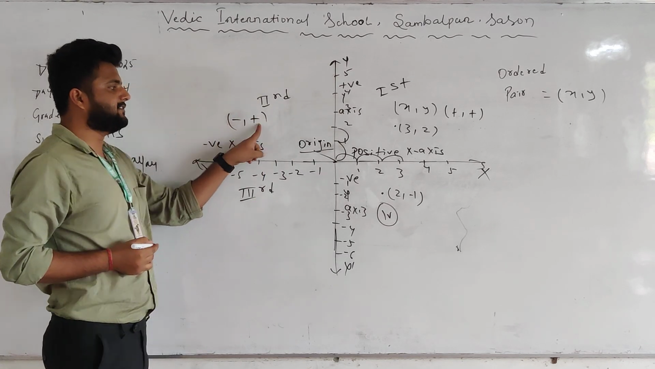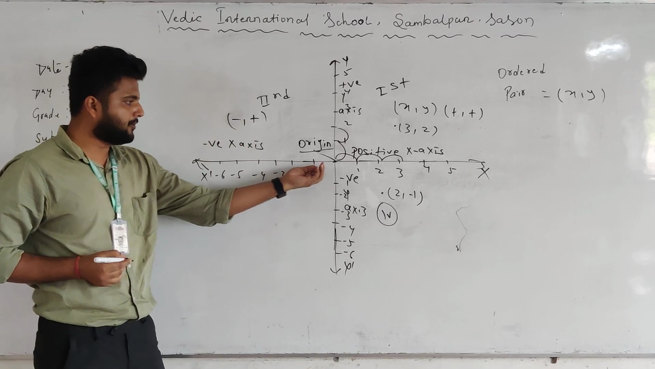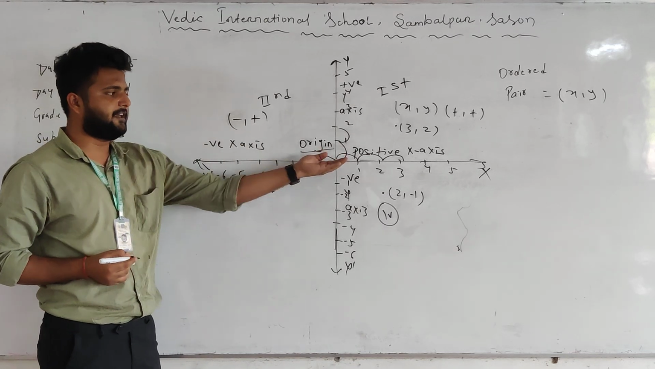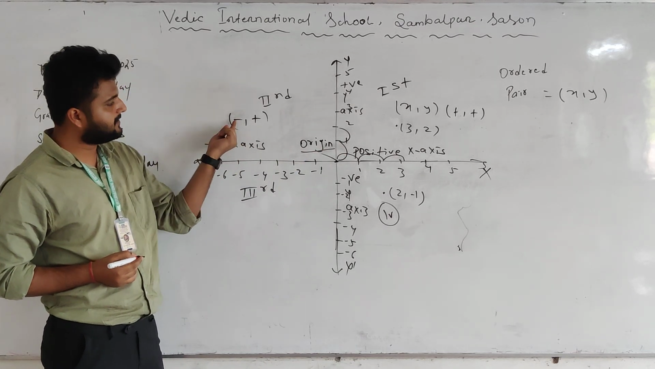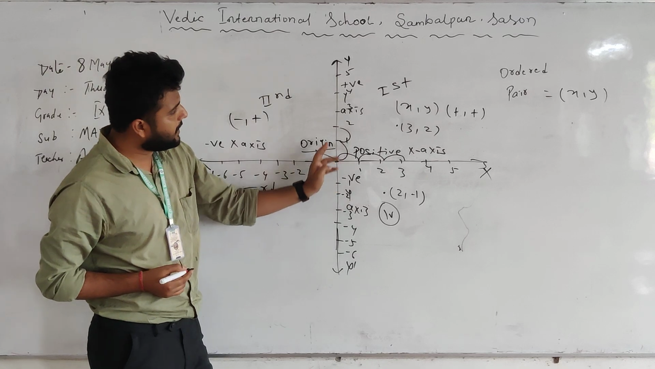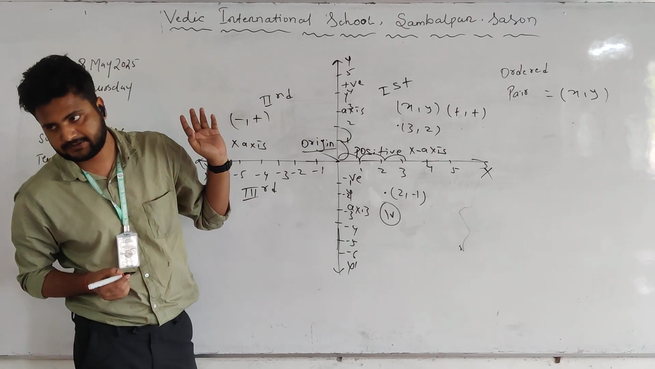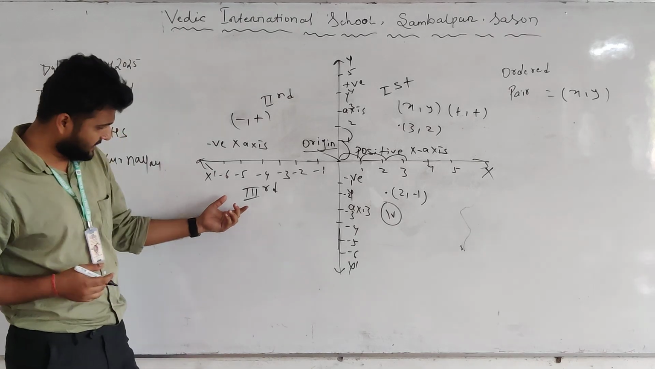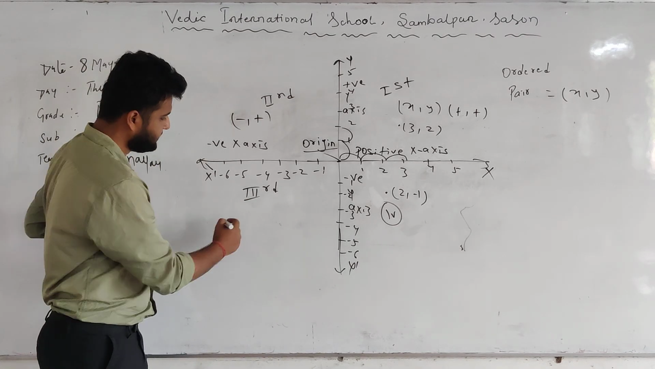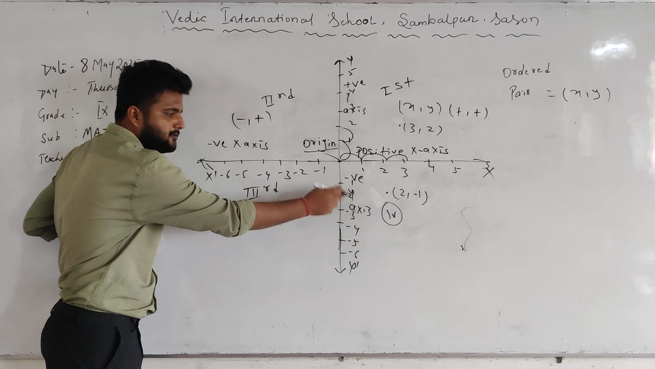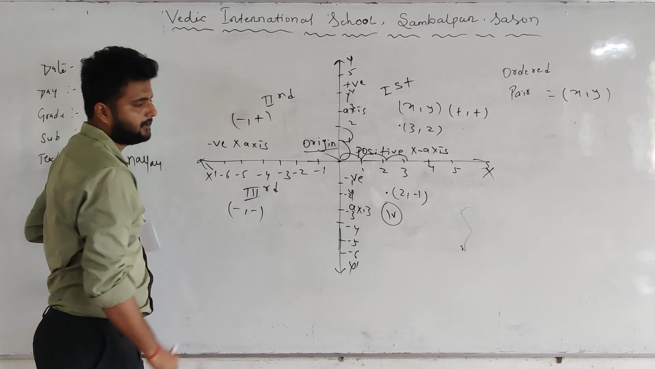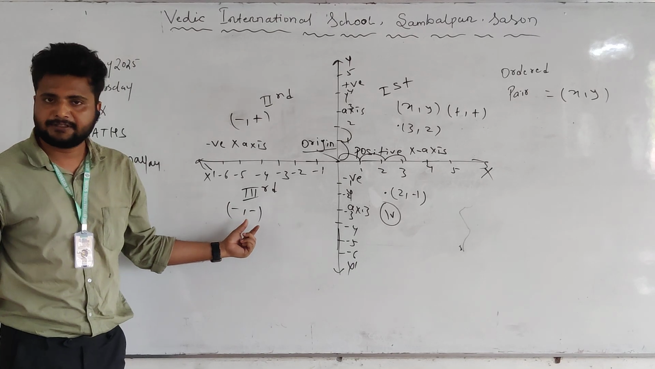This is x and this is y. Why is x negative? Because we are on the left side of the x axis. That is why x is negative. And from there y is upwards and y is positive. That's why we will consider y as positive. Now again, if it goes to the third quadrant, here you can see that x is negative and y is also negative. So negative and negative. Both x and y are negative.